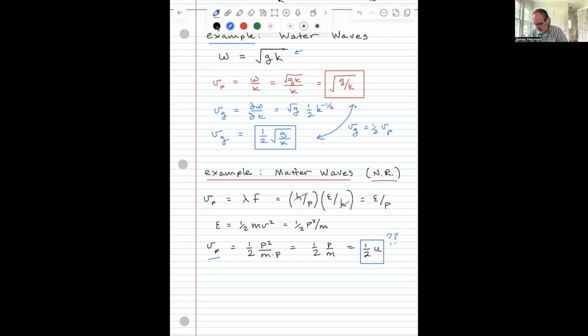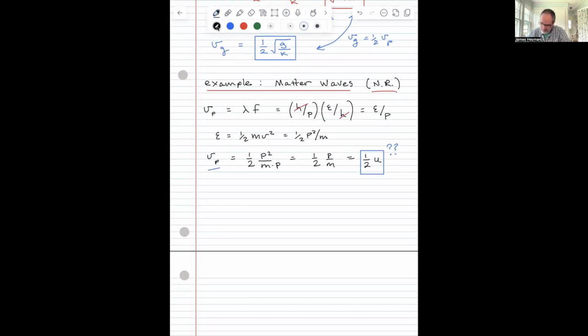And, well, that's kind of weird, isn't it? It tells us something. It tells us that the velocity of the wave fronts in the matter wave is not connected with what we normally think of as the velocity of the particle through space. It's something else. Here, it's 1/2 of that.